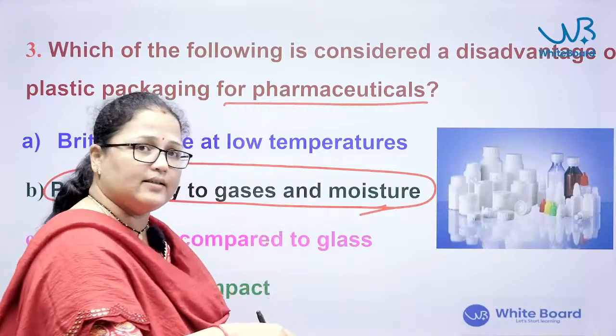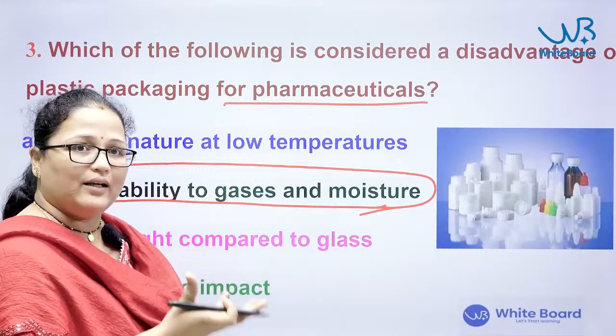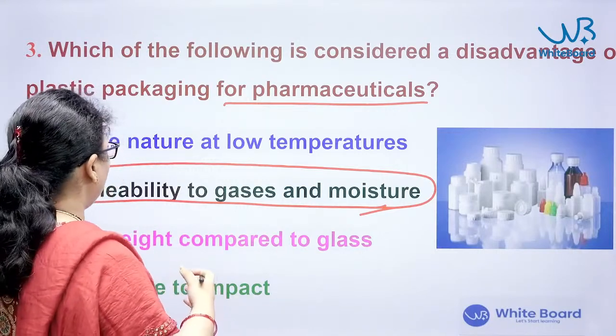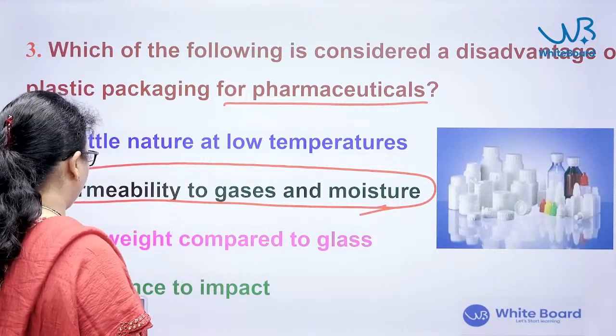Already we have studied this in the second question. So, whenever you are packaging in a plastic, sorption, leaching, next moisture absorption, all this will occur. So, permeability to gases and moisture is the correct answer, option B.